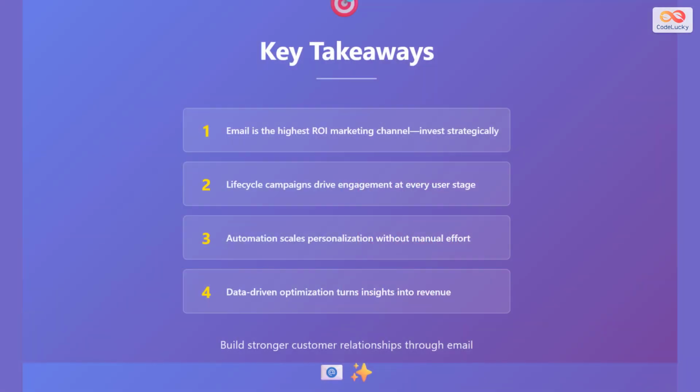Let's recap the key takeaways from this guide. First, email is the highest return on investment marketing channel, so invest your strategy and resources accordingly. Second, lifecycle campaigns tailored to each user stage drive engagement and retention. Third, automation scales personalization without requiring manual effort for every user. Fourth, data-driven optimization transforms insights into measurable revenue growth. By implementing the strategies discussed in this series, you'll build stronger customer relationships and unlock the full potential of email marketing for your product.